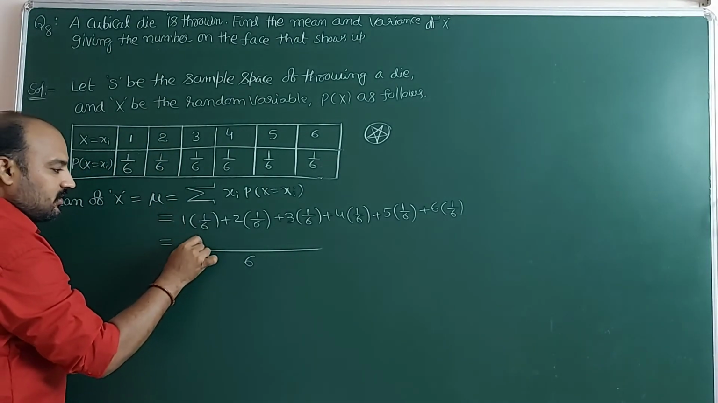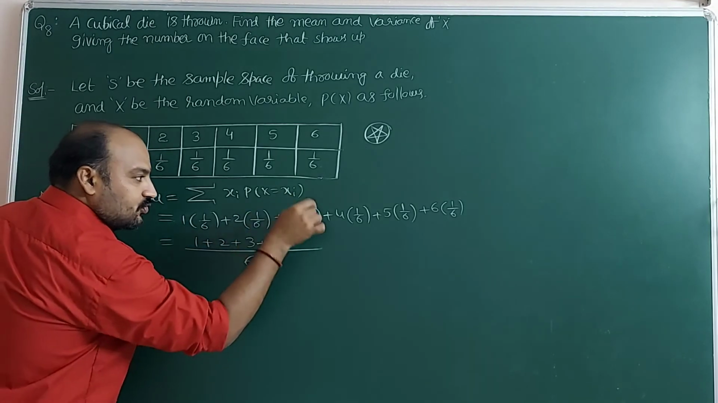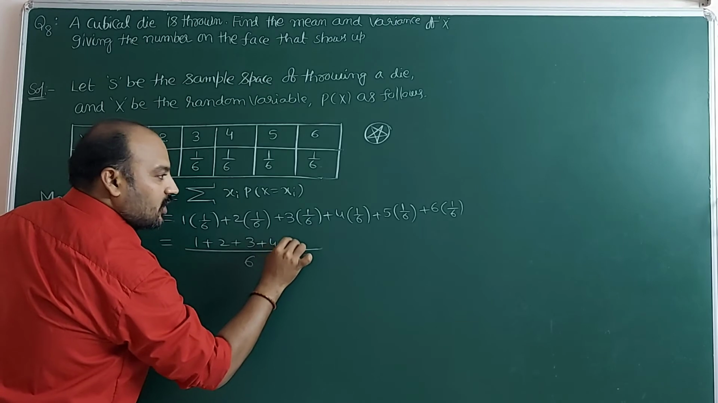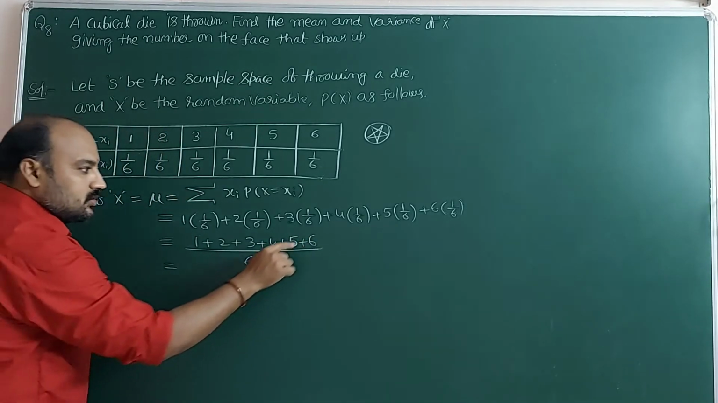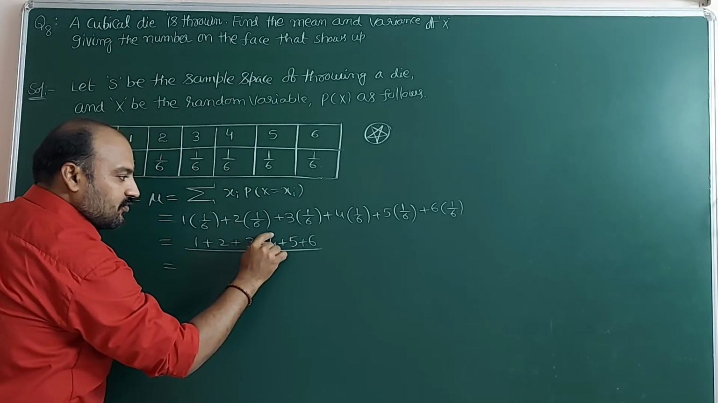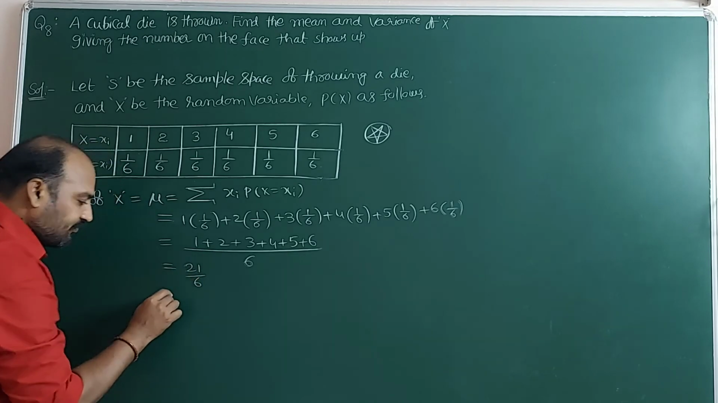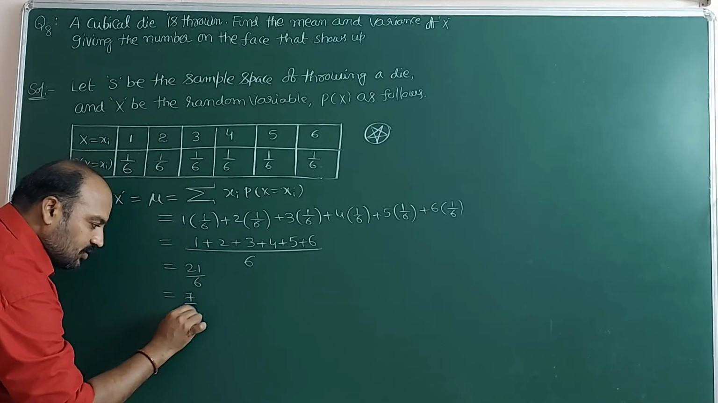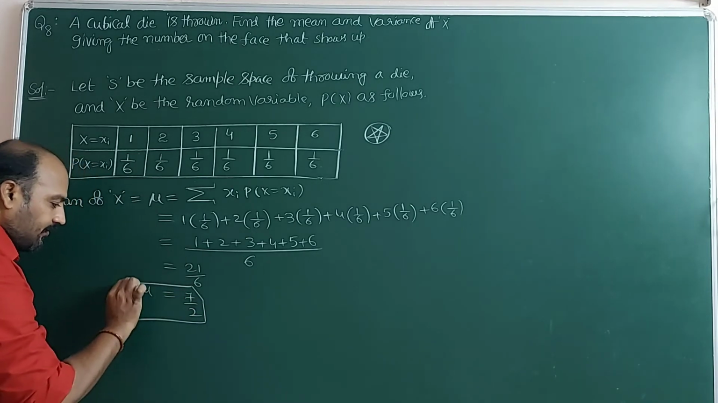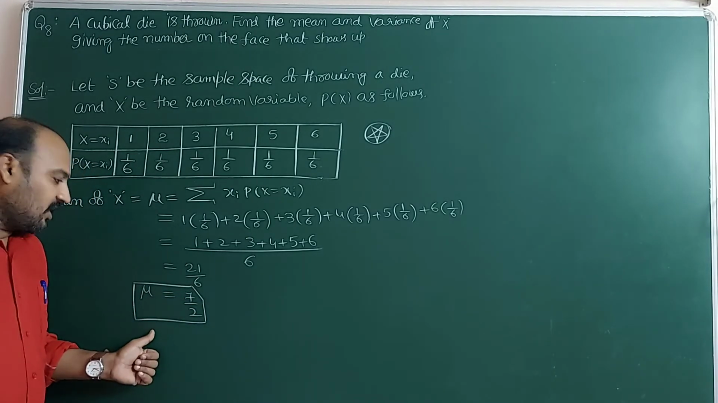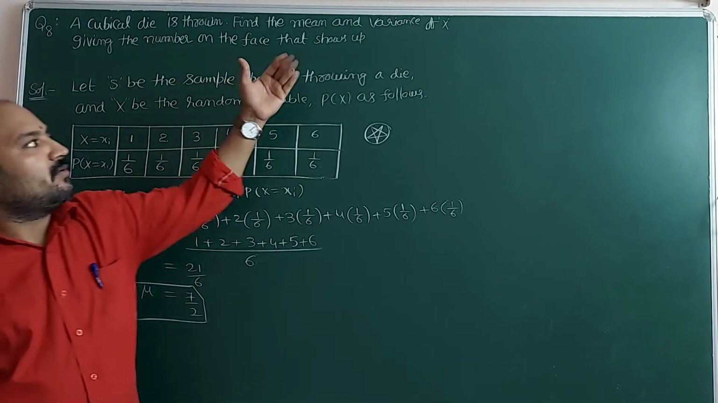1 into 1 plus 2 into 1 plus 3 into 1 plus 4 into 1 plus 5 into 1 plus 6 into 1. So 6 plus 5 is 11, 11 plus 4 is 15, 15 plus 5 is 20, plus 1 is 21. 21 by 6, which is equal to 7 by 2. So the mean of the random variable mu equals 7 by 2. I hope you people understand. We'll move on to the variance.